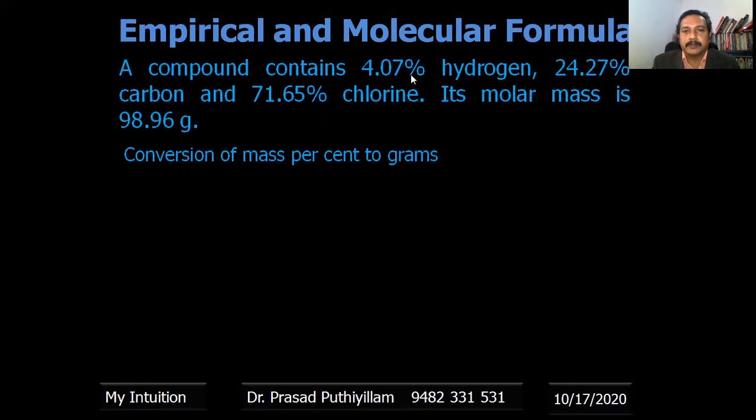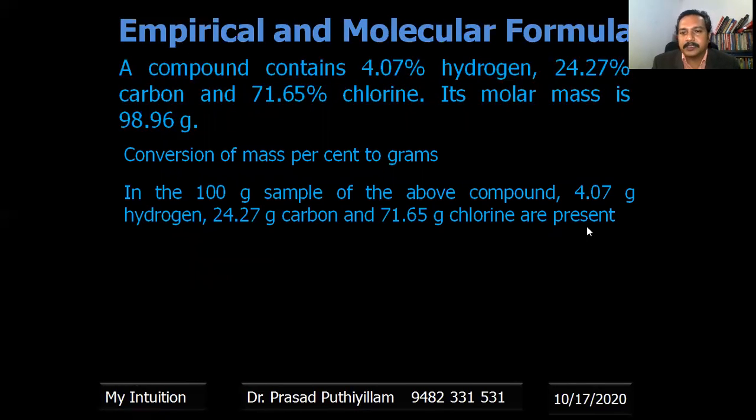So it is given: percentage 4.07, 24.27, 71.65 percent, and no other element is present. Therefore, the total percentage is out of 100. If 100 grams of the compound is there, then 4.07 grams of hydrogen is there, 24.27 grams of carbon is there, and 71.65 grams of chlorine is there. So you can say that much amount of each element is present.